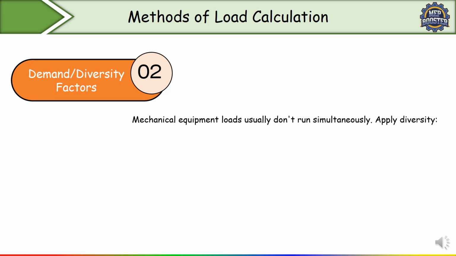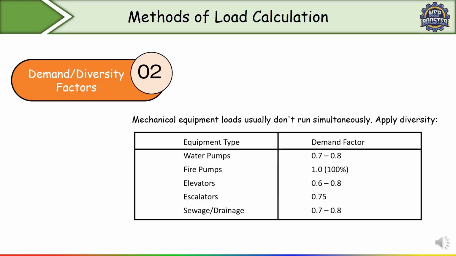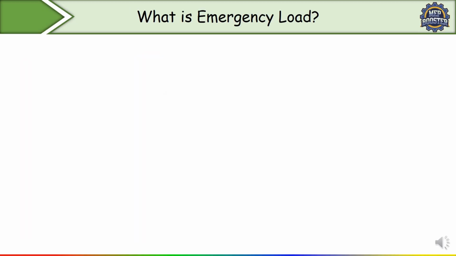See, mechanical equipment loads usually do not run simultaneously. You know that. So you need to apply the diversity. How much is it given? For water pumps, normally 70 to 80%. Now the last one which we need to see here, emergency load.